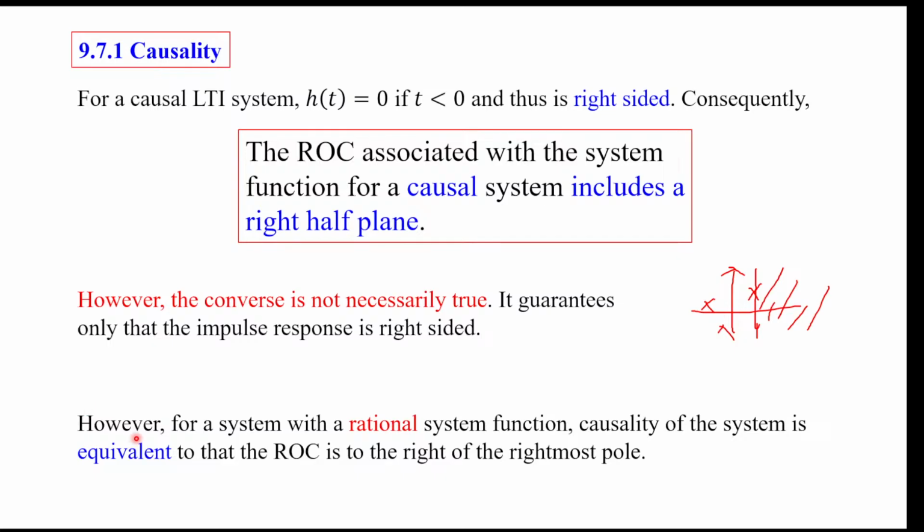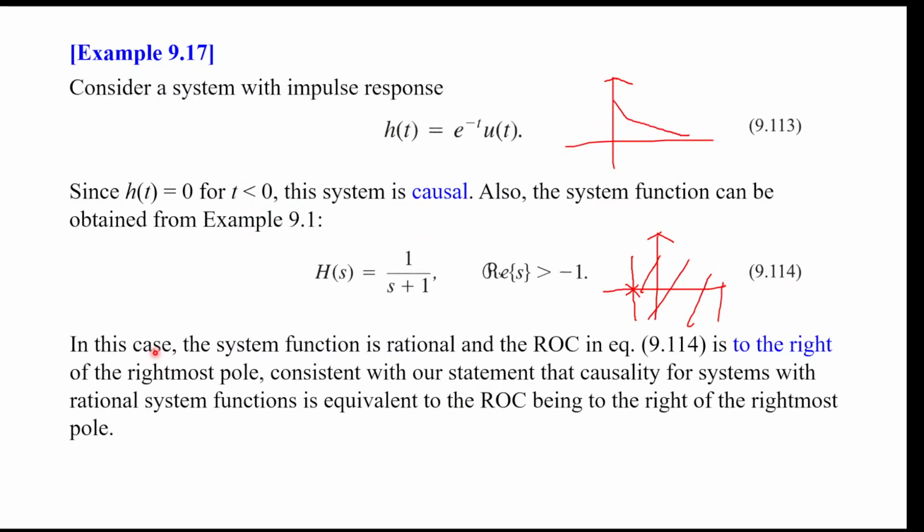Okay, but if we have H of s, so this is very important. Another important property is that if your system is a rational system, meaning this big H of s is rational, then this is actually an if-and-only-if relation. So if your big H of s is rational, then a right-sided ROC gives you a causal system. Okay. And let's start with some examples.